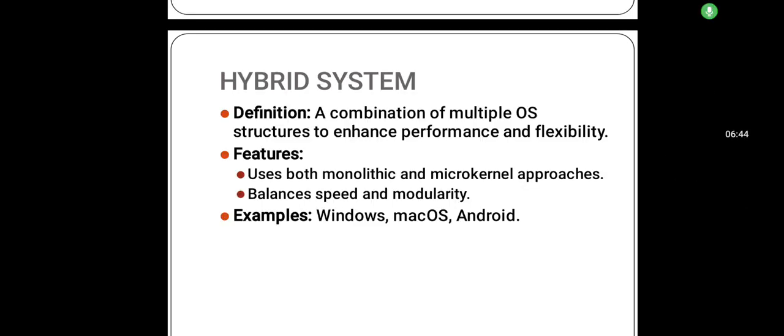And next, the hybrid system. In a hybrid system, the definition is a combination of multiple OS structures to improve performance and flexibility. This is the definition of the hybrid system in the OS. The features are that it uses both the monolithic and microkernel approaches. It balances speed, modularity and security. For example, Windows, Mac OS and Android.